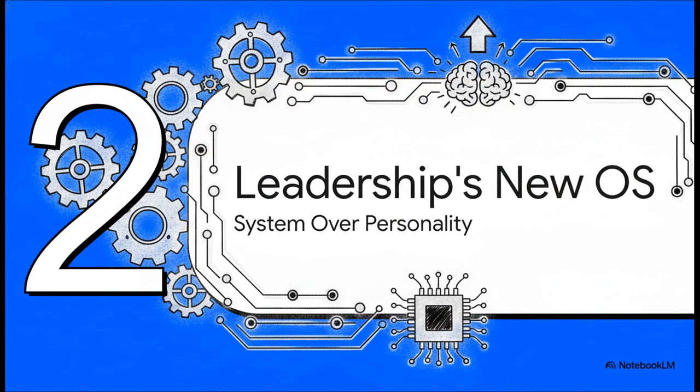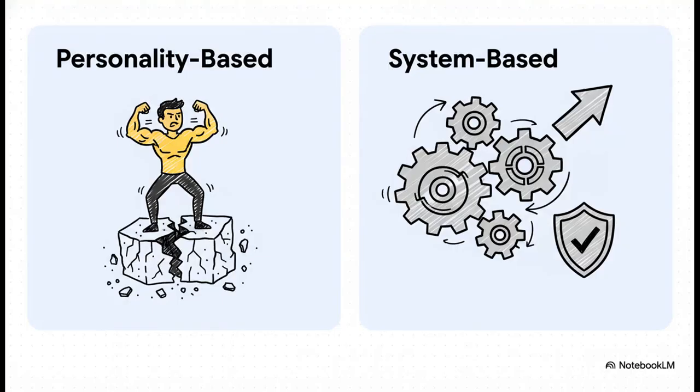Okay, so if that's the problem, what on earth is the solution? Well, it takes a pretty fundamental shift in how we think about this. We have to move away from focusing on personality and start talking about installing a new operating system for leadership. And here's the difference in a nutshell.